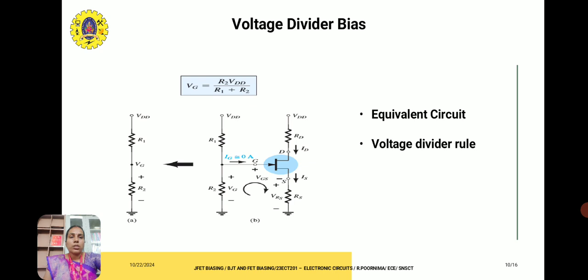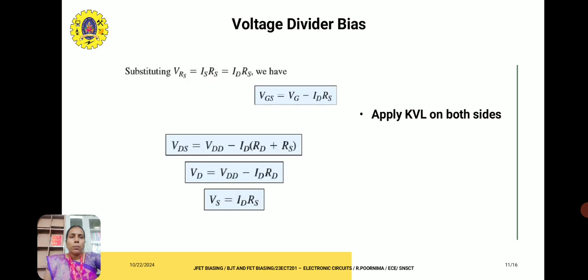The equivalent circuit is drawn for the voltage divider bias, and the gate voltage is given by R2 into VDD divided by R1 plus R2. It is derived using the voltage divider rule. By applying KVL on both sides, we can derive the gate to source voltage and also the drain to source voltage. So VGS minus VG minus ID into RD equal to 0. We get VDS as VDD minus ID into RD plus RS. The drain voltage equation is also obtained using KVL, and the source voltage is given by ID into RS.